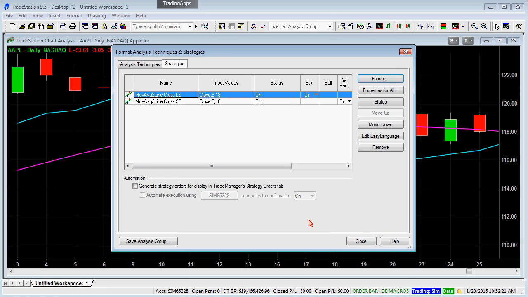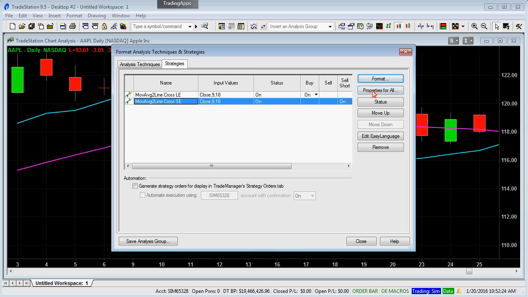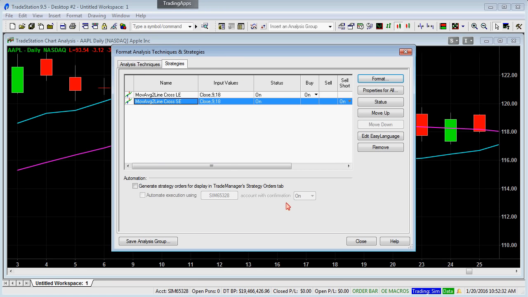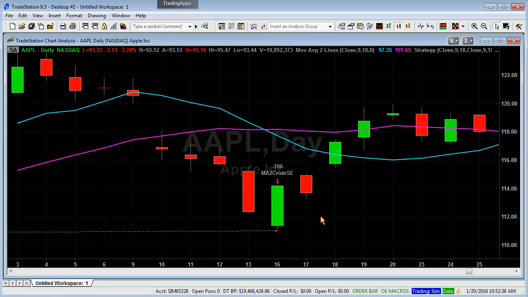But once I click OK, and I do the same thing for the short entry, I have to go to Format and change the calculation, because this is a setting that is individual to strategies. I click OK. So now I've set the format of the two strategies, and I click on Close. Now take a look at what happened here on my entry. You see the change? Do you see how the signal, instead of being on this candle where it was before, now is pushed forward one?